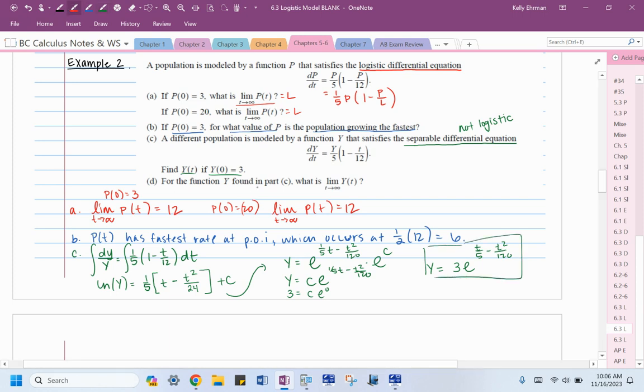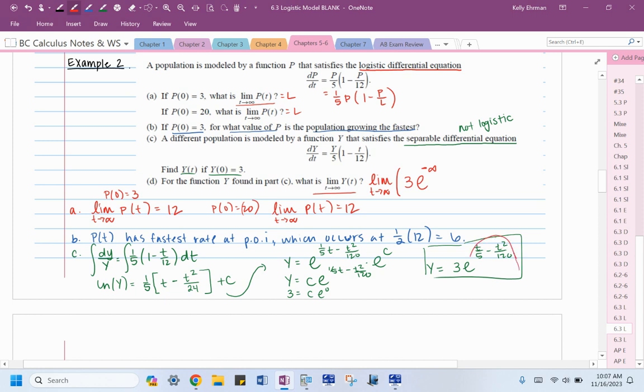For part D, for the function y, what is the limit as t approaches infinity? Again, it's not just carrying capacity. We have to actually do the limit. So we're finding the limit as t approaches infinity of what? We've got 3 times e to the t over 5 minus t squared over 120. When you plug infinity into that, you're basically getting negative infinity, right? The end behavior on this graph is like a parabola that opens down.